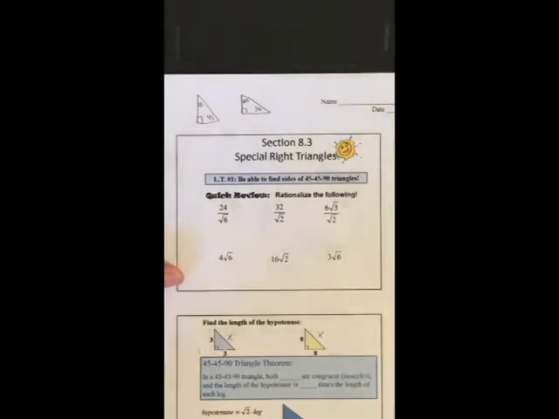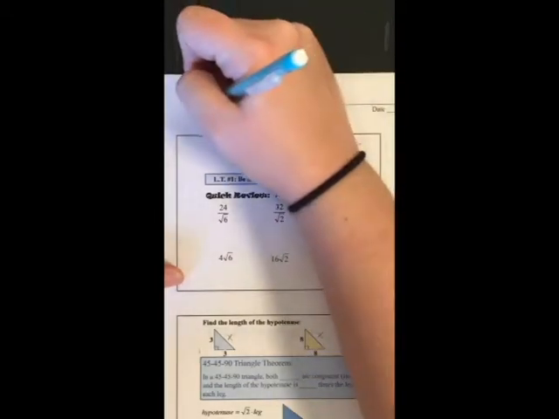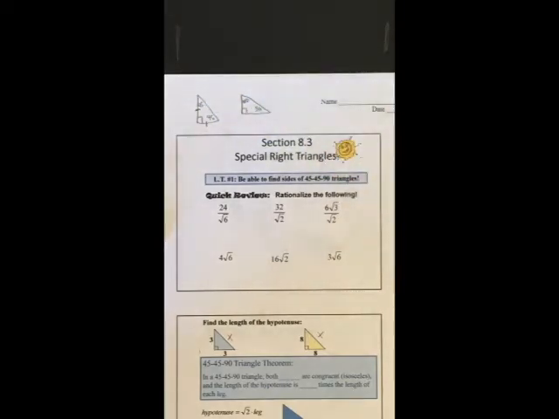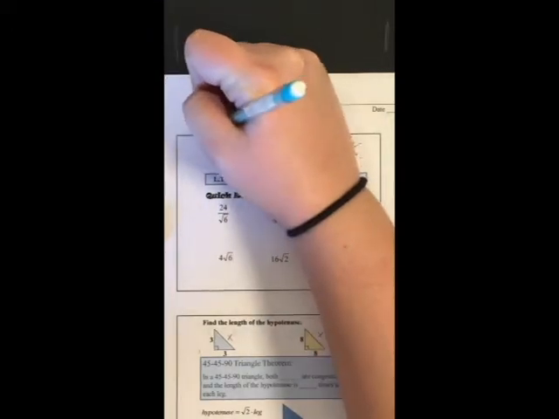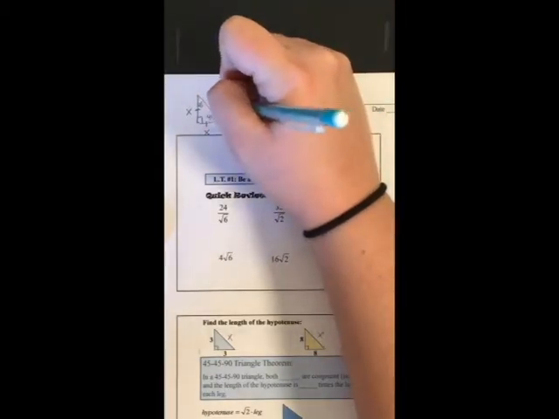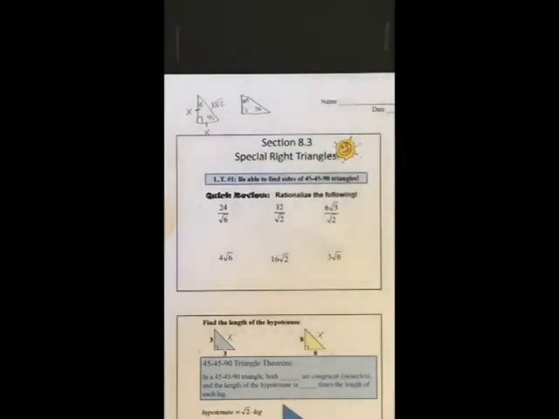So in a 45, 45, 90, these are actually all isosceles triangles, because if these angles are the same, then the sides across from them have to be the same. So that's why whenever they were talking about the side measures, they labeled both of these x, because they both have to be the same. And then the cool thing about the hypotenuse is it's always going to be x square root 2.